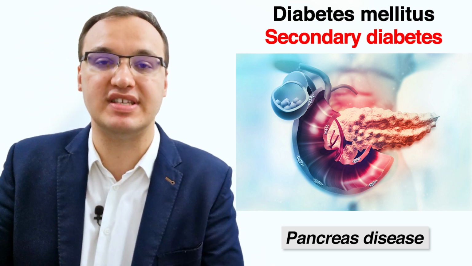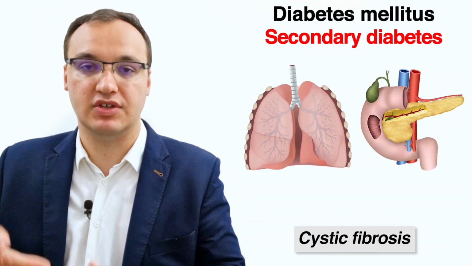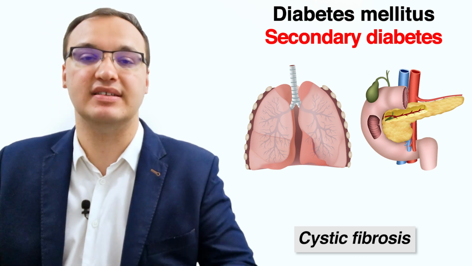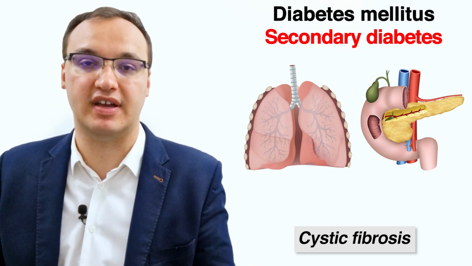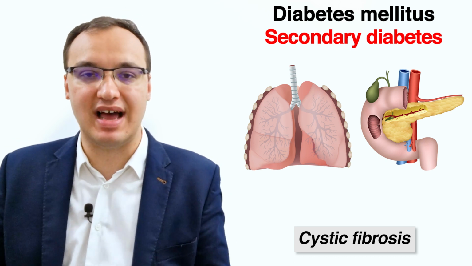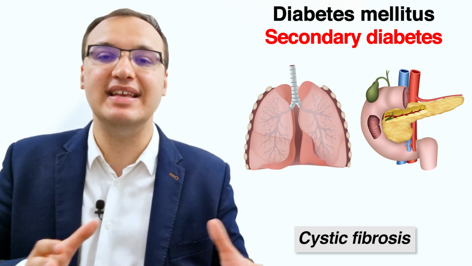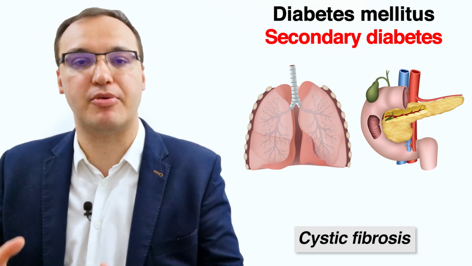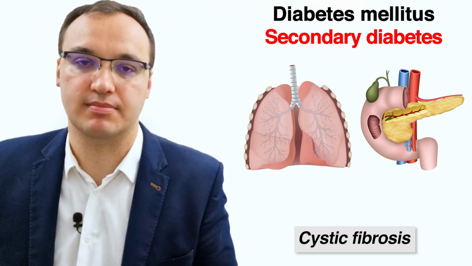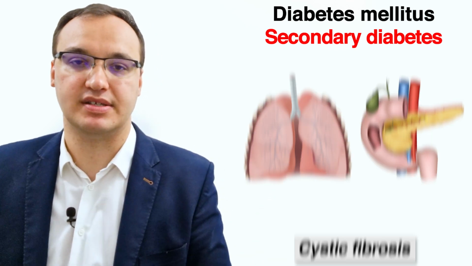And one primary example is cystic fibrosis. Cystic fibrosis is a hereditary disease that affects the lungs and the digestive system due to a gene defect. And the body produces thick and sticky mucus that can block the lungs and obstruct the pancreas, leading to scarring. And this scarring prevents the pancreas from producing average amounts of insulin, causing the diabetes.